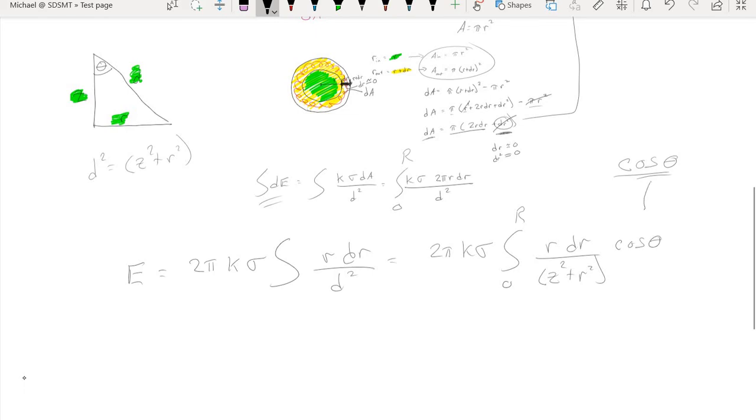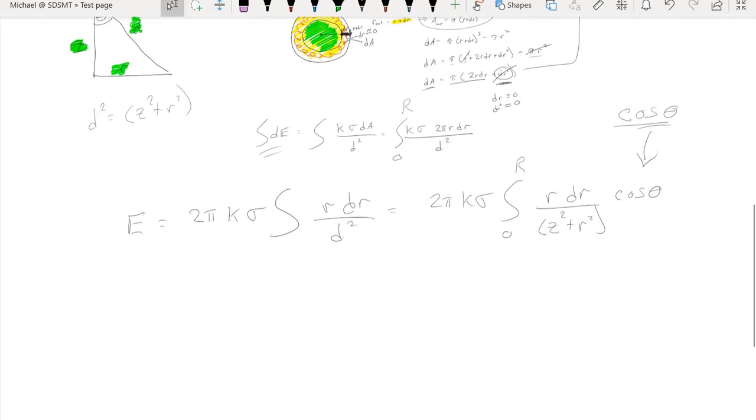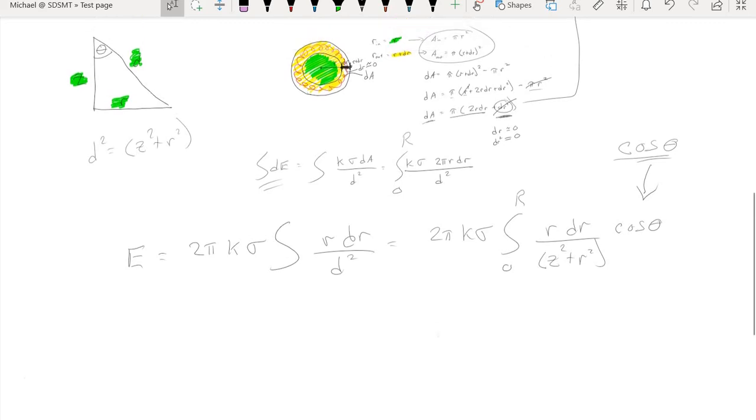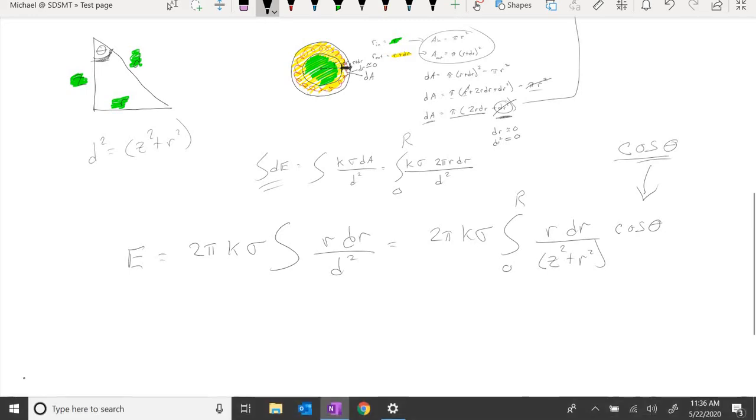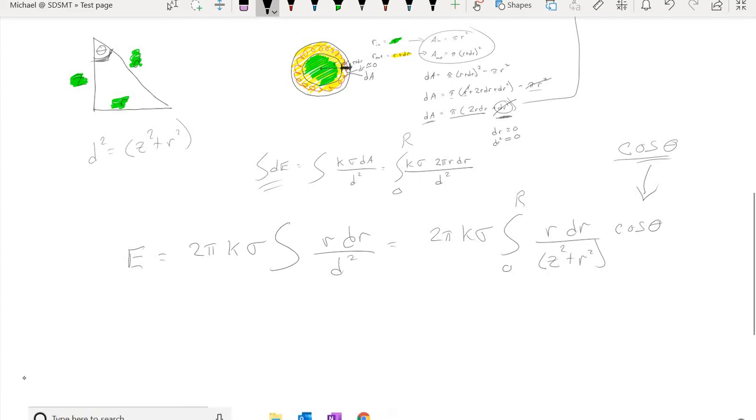So we're going to incorporate cosine theta into our integral, but, well, theta is a variable. As little r changes, theta changes. And that means I need to replace cosine theta with something in terms of r and z.